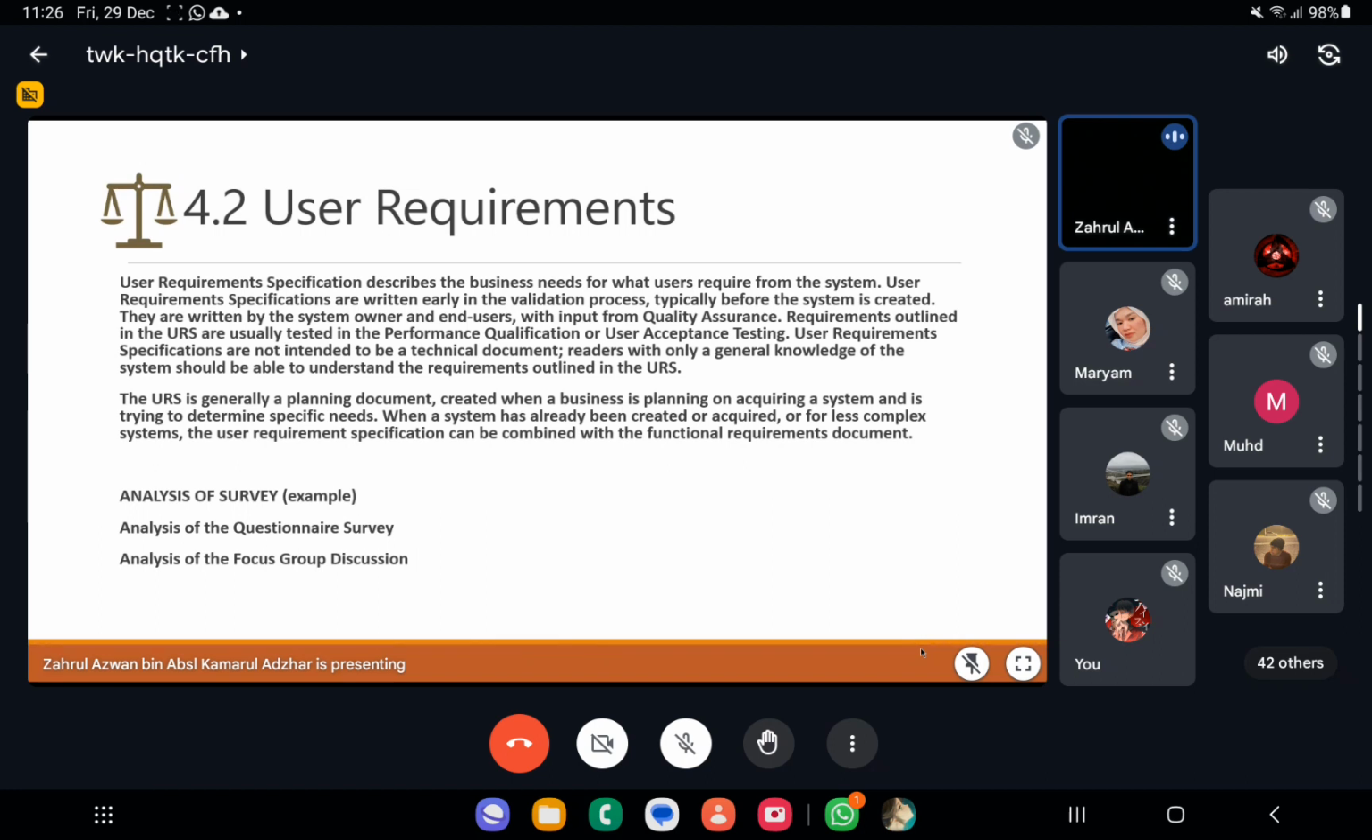The URS is generally a planning document created when the business is planning on acquiring a system and is trying to determine specific needs. When a system has already been created or required, or for a less complex system, the user requirement specification can be combined with the functional requirement document. Okay, so what it tells here is that this user requirement is not a complex technical document, because we want the normal user to be able to understand the flow.